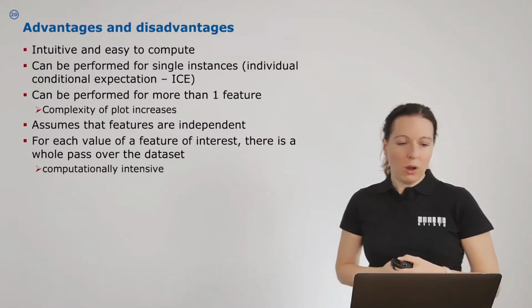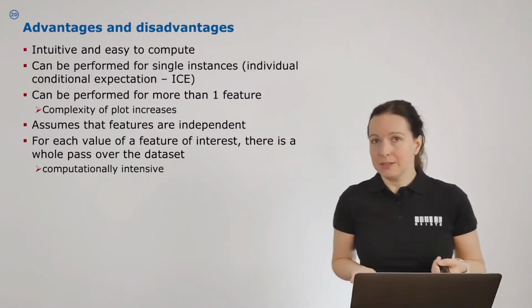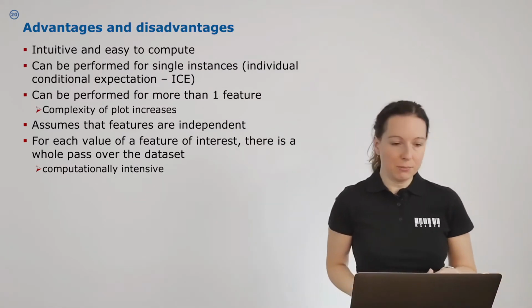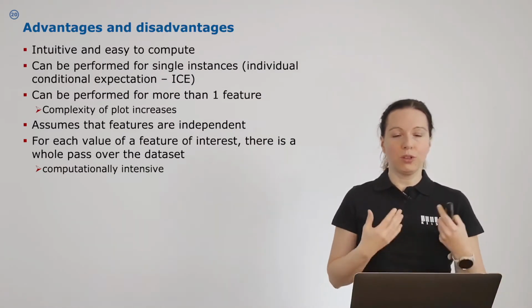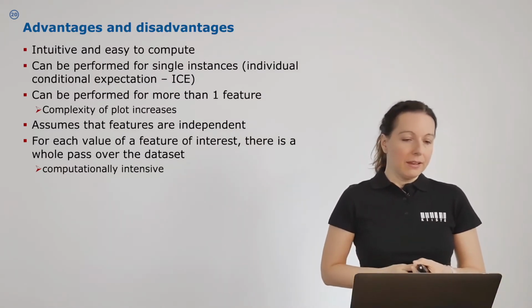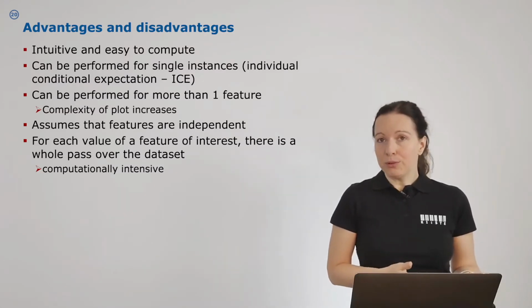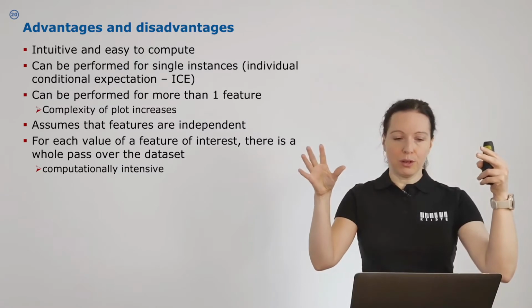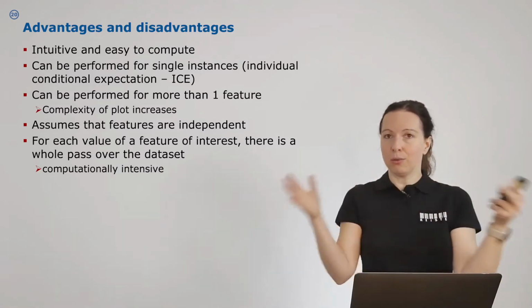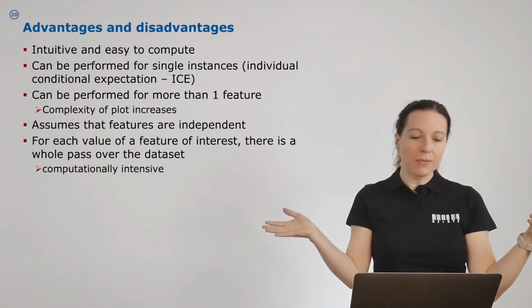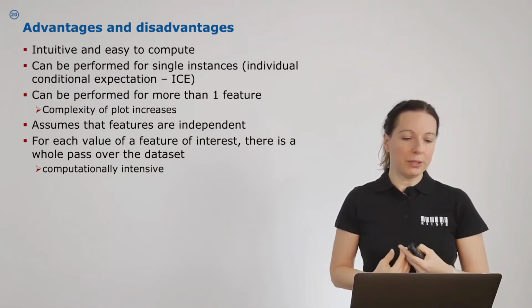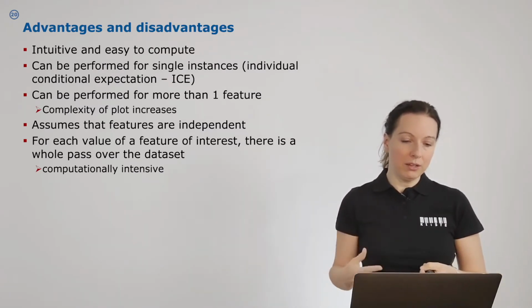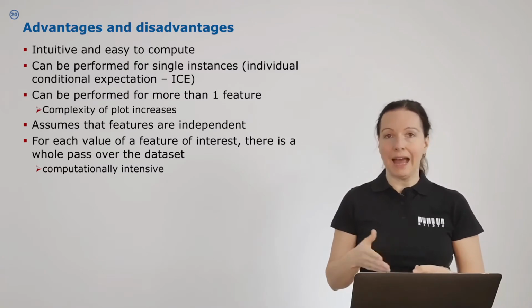Okay, so what are the advantages and disadvantages of partial dependence plots? First of all, it's intuitive and easy to compute. Then it can be performed also for single instances. So here you get an impression of the whole data set, and so all samples are included. If you do it for individual samples, it's called individual conditional expectation, ICE.